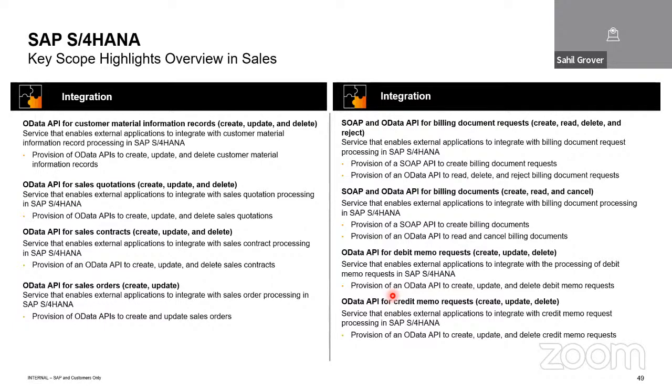We have an OData API for customer material info record, create and update. We have them for sales quotation, sales contract, sales orders, billing document request, debit memo, and credit memo. These are some of the requests I have shown here, but there is actually an API hub where you can go and see the n number of APIs available from SAP S/4HANA, which you can consume and extend your product as per your need.